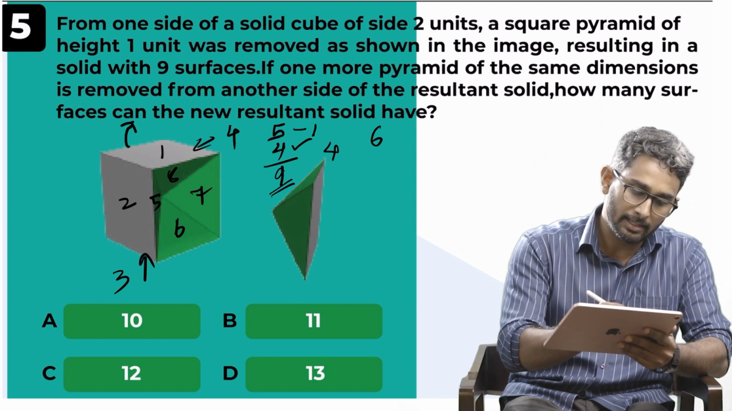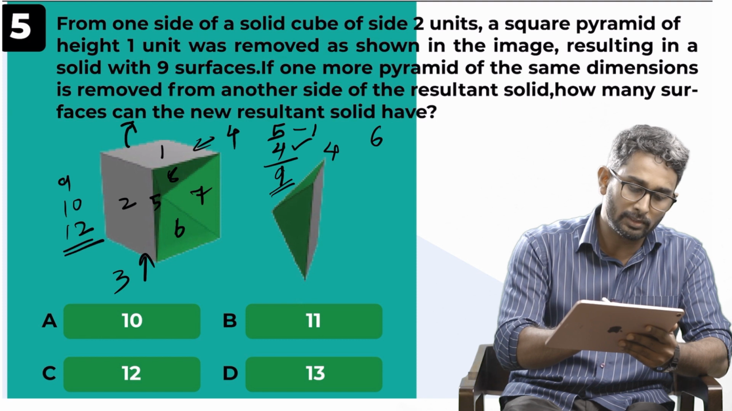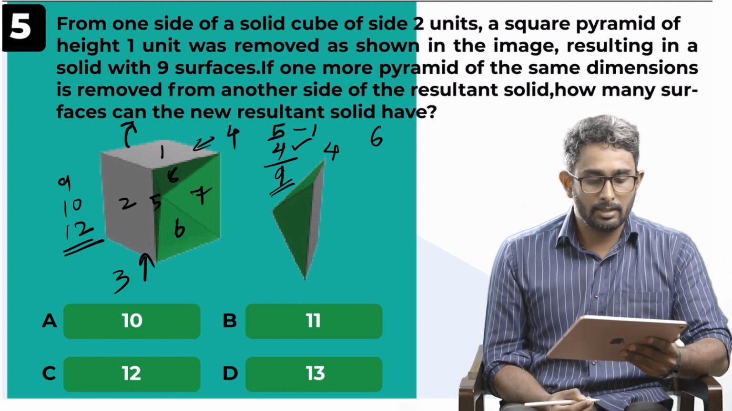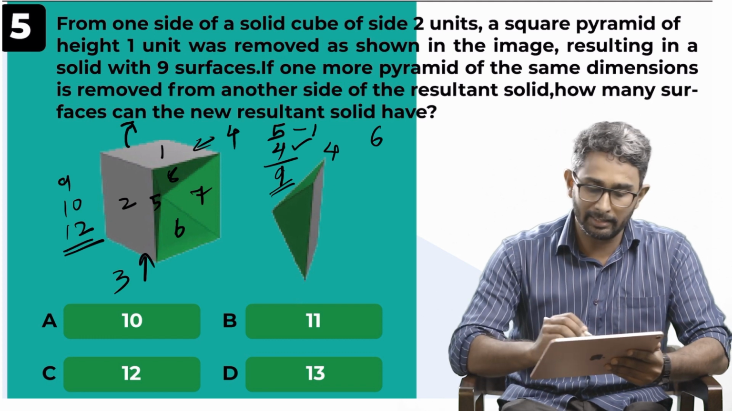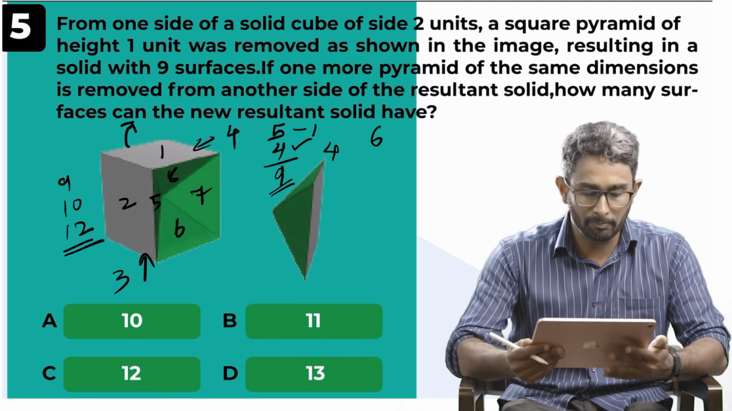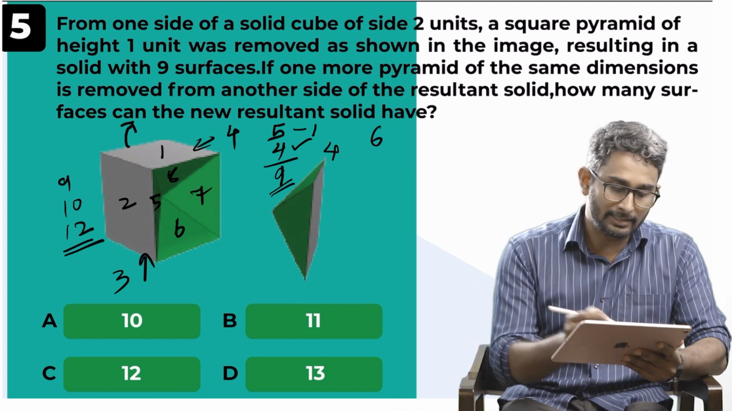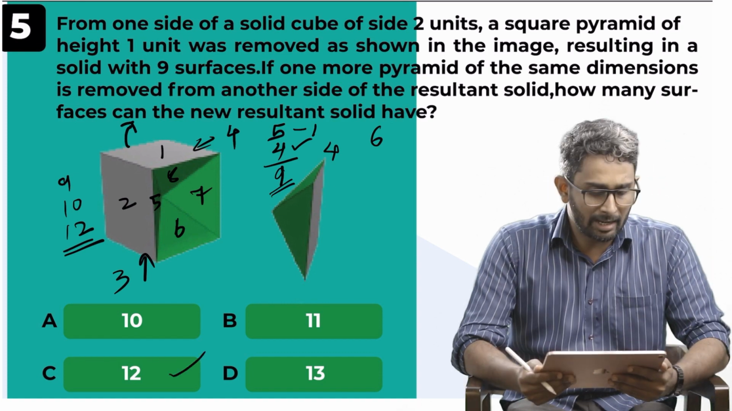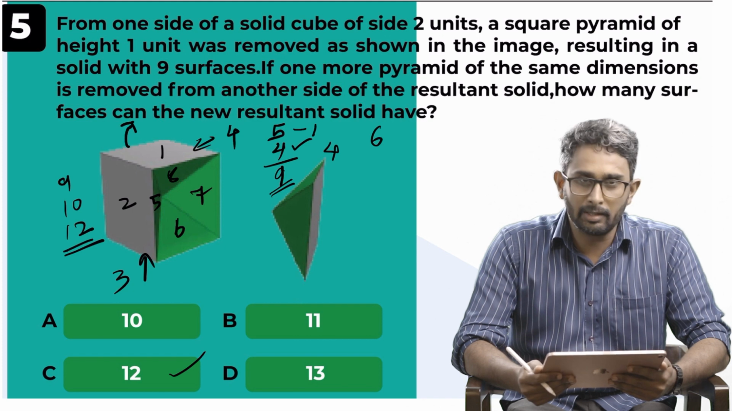So 8, 9, 10, 11, 12. So there will be a total of 12 surfaces available in the new resultant solid. So in the options, option C is the right answer for us. But I have not told you this in the beginning of this question.